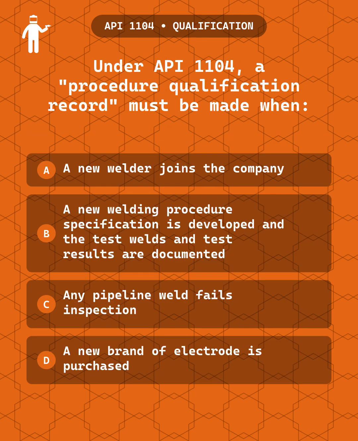Question 2. Under API 1104, a procedure qualification record must be made when A. A new welder joins the company, B. A new welding procedure specification is developed, and the test welds and results are documented, C. Any pipeline weld fails inspection, or D. A new brand of electrode is purchased.